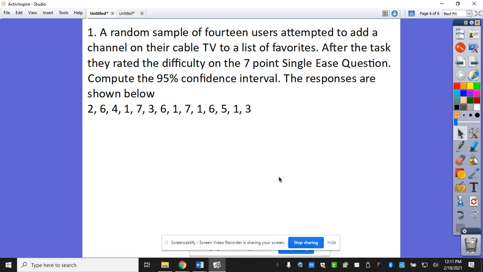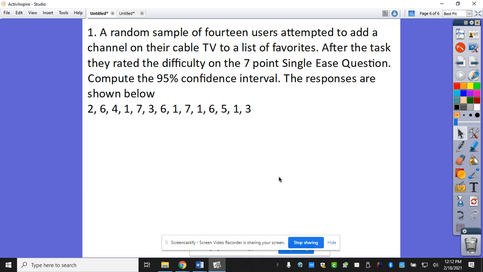Who people say is the population here might vary. I would say it's probably people who have added a channel on their cable TV to a list of favorites. These are just the ones who gave their opinion on it. You could make it a little broader than that, but wording is not my concern for this one. So I'm pretty much going to say the mean of the rating and just be okay with the fact that I'm not concerned with that right now.